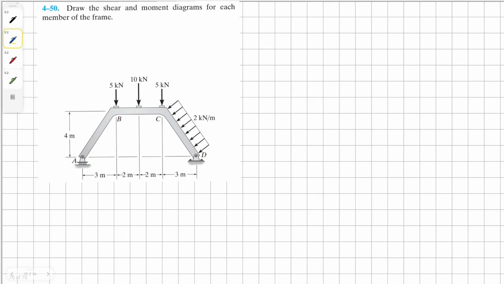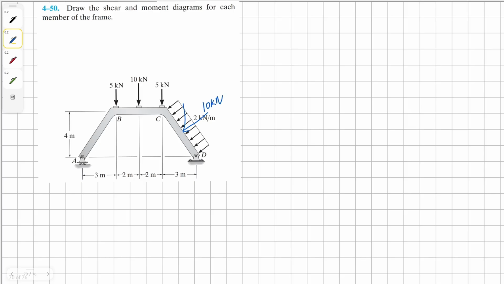Draw the shear and moment diagrams for each member of the frame. To begin, I'm going to convert my distributed load into a point load. In this case, our length of member CD is 5 meters because we have a 3-4-5 triangle, so it's going to be 10 kilonewton.